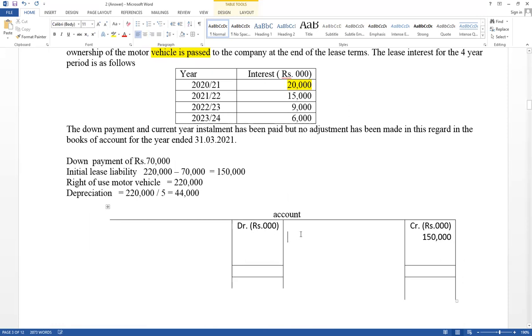Right of use asset account debit, right of use motor vehicle account debit, lease creditor credit. This is the lease creditor. Then the lease interest equals 20,000. Lease interest expense account debit, lease creditor credit.